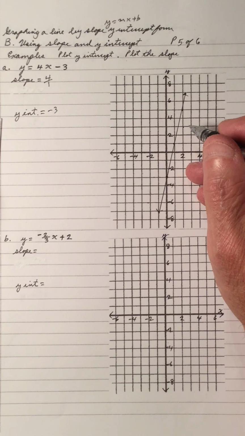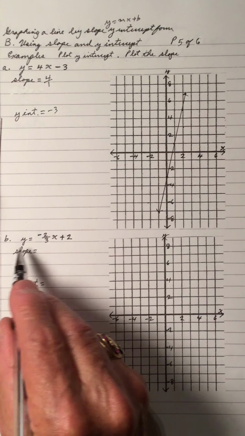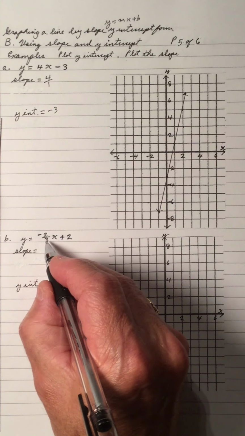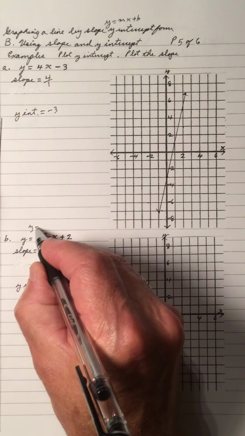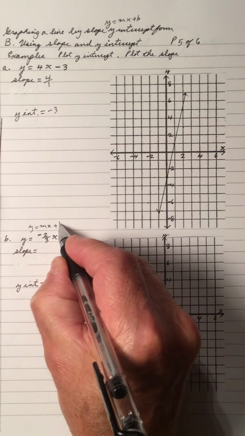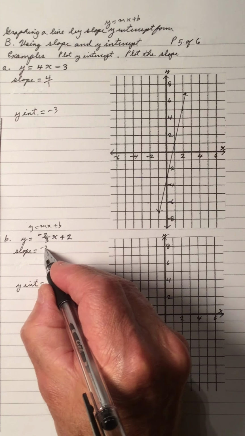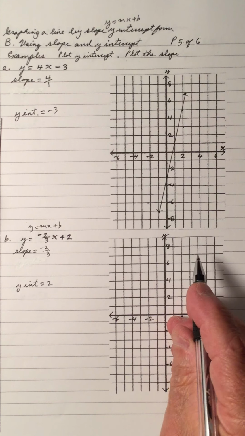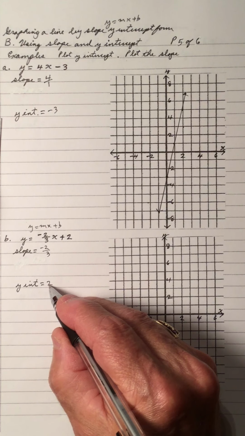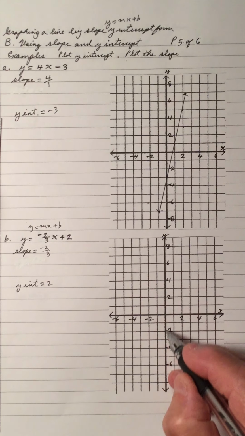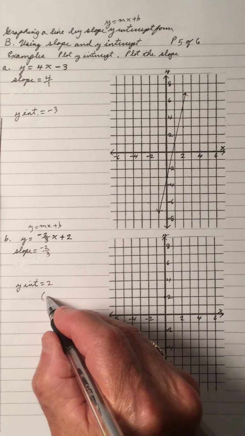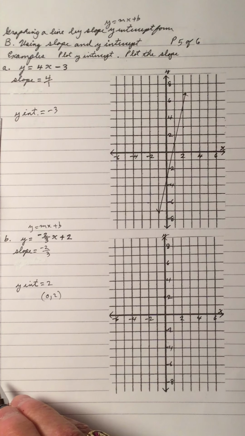B, we have another line. y equals negative 2 over 3x plus 2. The slope-intercept form is y equals mx plus b. So m is the slope, which is negative 2/3. b is your y-intercept, which is 2. We plot the y-intercept first, which is 2. The y-axis is here. The y-intercept of 2 is right there. Remember, that's the point (0, 2), which is your y-intercept.